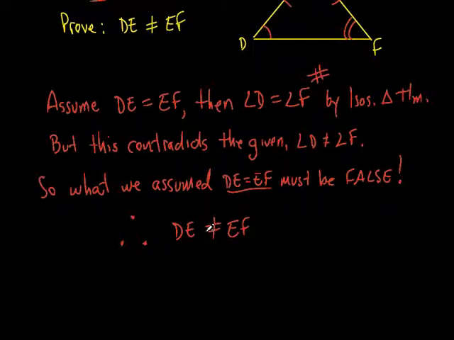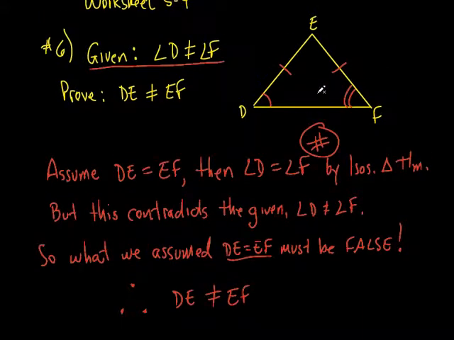Contradiction. We just had 10 minutes talking about that. Do you have to prove the given wrong? Yes, that's the way that you can prove it wrong. That's your contradiction. Your contradiction is that if these two sides are equal, these two angles must be equal. But what does that contradict? It contradicts the given, right?